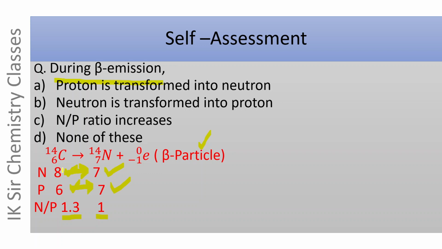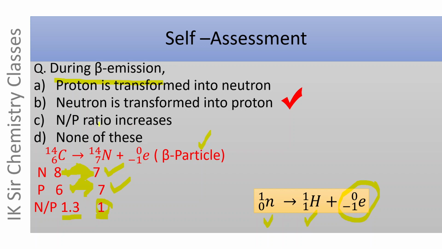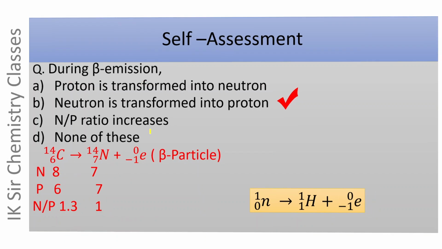It means one neutron is transformed into proton as follows. This neutron is transformed into proton during beta emission. As a result, the number of neutrons decreases by 1 unit, while the number of protons increases by 1 unit. And the correct answer is neutron is transformed into proton. N by P ratio here decreases, while this option is not correct. N by P ratio increases. Therefore, the answer of this question will be proton is transformed into neutron.